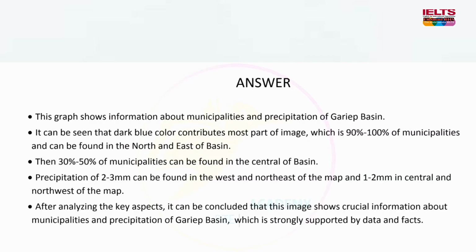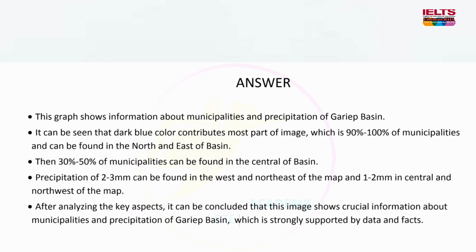This graph shows information about municipalities and precipitation of Gharip Basin. It can be seen that dark blue color contributes most part of the image, which is 90% to 100% of municipalities and can be found in the north and east of the basin. Then 30% to 50% of municipalities can be found in the central of the basin.